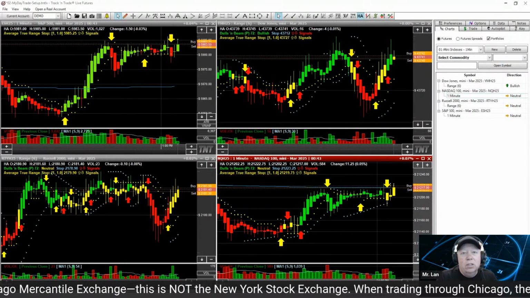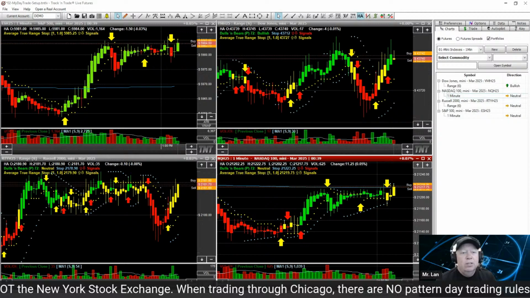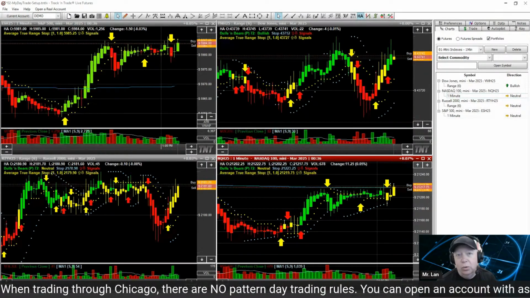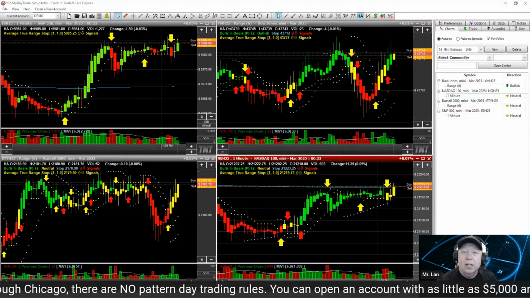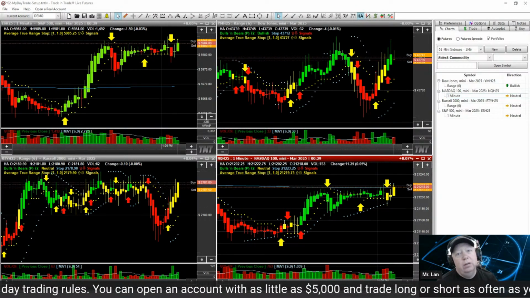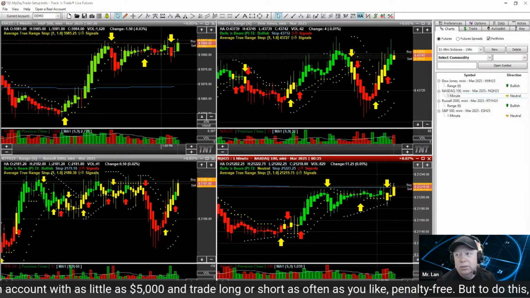This is not the New York Stock Exchange, even though we are trading stocks. So we're trading stock indexes. This is the Chicago Mercantile Exchange that we're connected to, and we talked a little bit about that last night in class. One of the reasons why you might want to trade over in Chicago rather than out in New York is the pattern day trading rules.